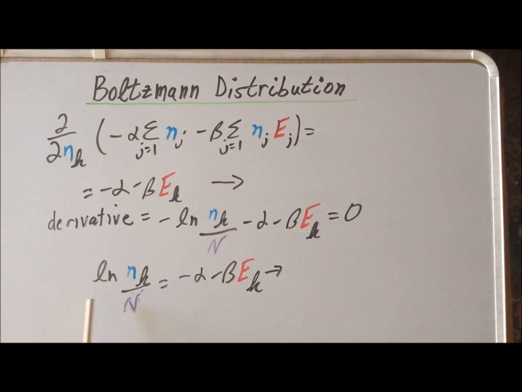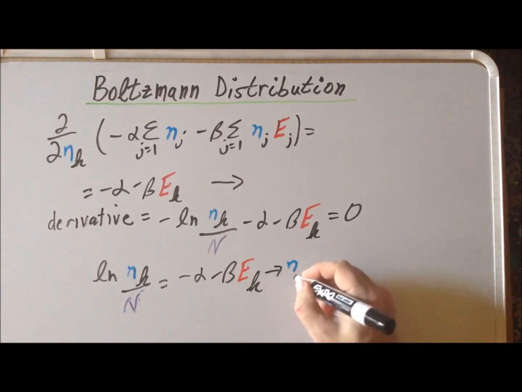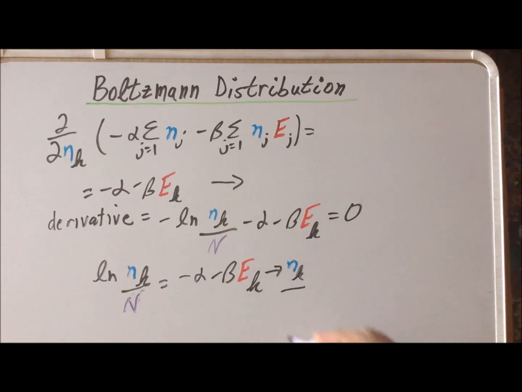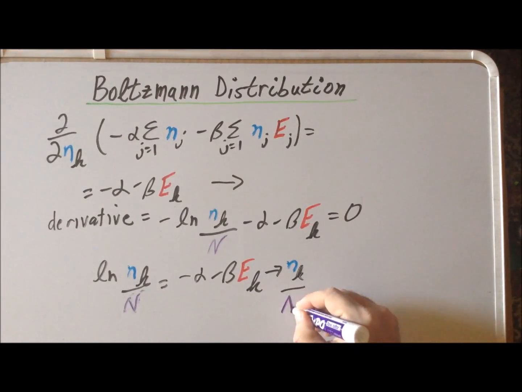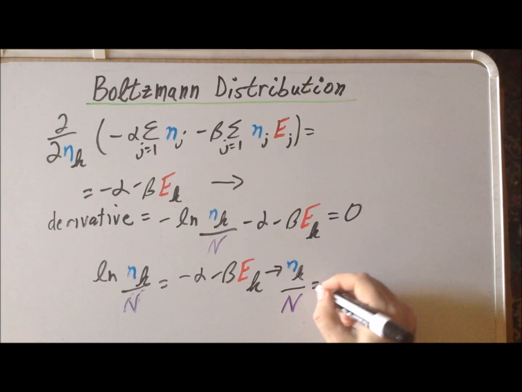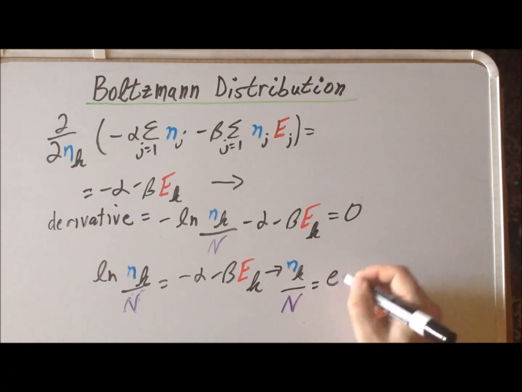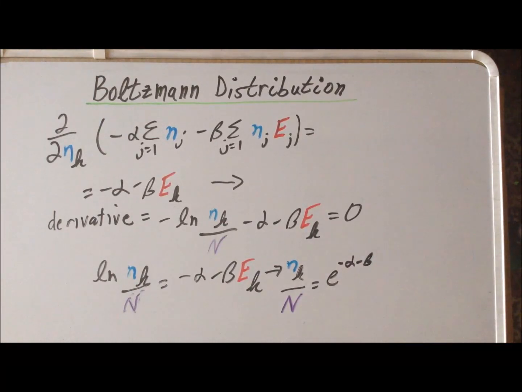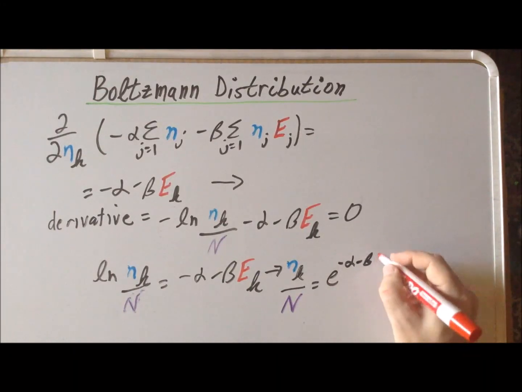Now we raise the left and right sides as powers of e and use the property that e to the natural log of x is simply equal to x. And that gives us the ratio of n sub k to big N is equal to e to the minus alpha minus beta e sub k.